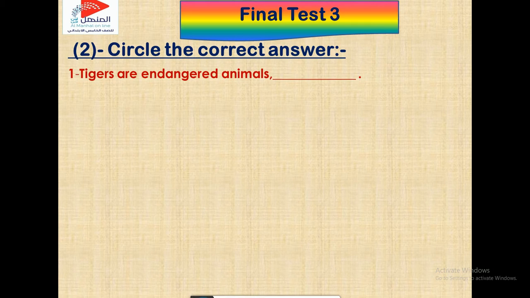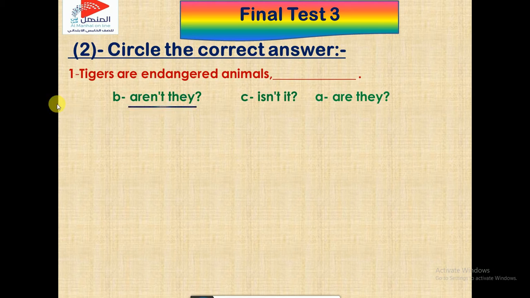We cannot say aren't tigers, right? So aren't they. You have aren't they, isn't it, are they? No, aren't they? Because the sentence is in the affirmative form, we have to use the negative form. This is how we form it.